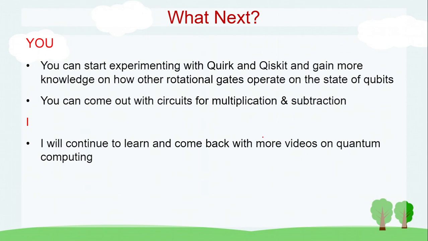What next? You can try out your own way of adding, or multiplication or subtraction. Try to use different gates. We used the CP gate. Instead you can use some other gates and see whether you can get the answer. I'm sure you can get it. And then I'll try to learn some more things and come back with more videos.